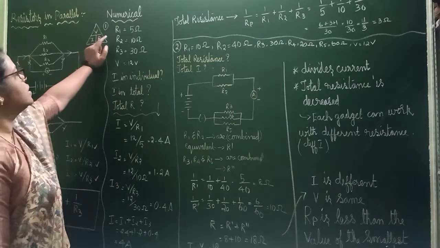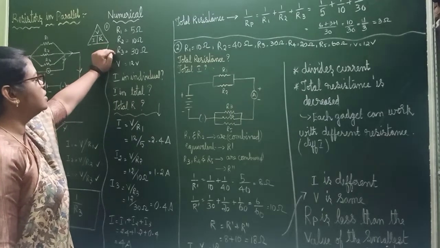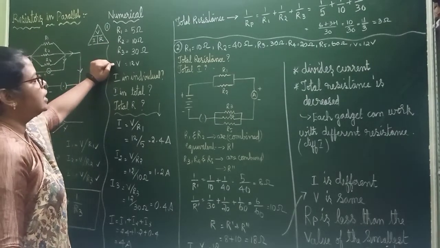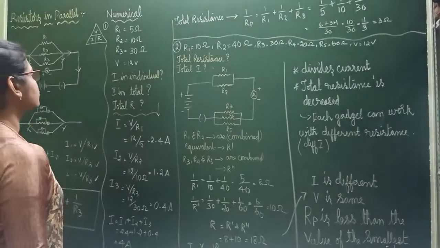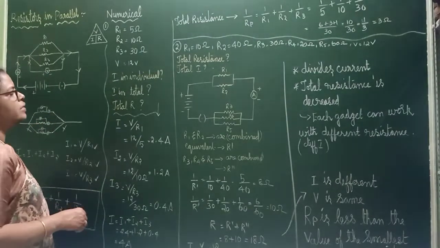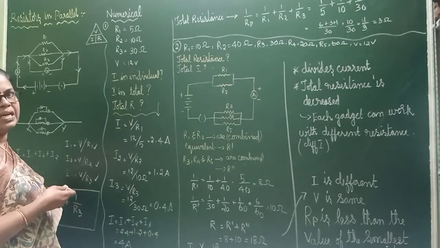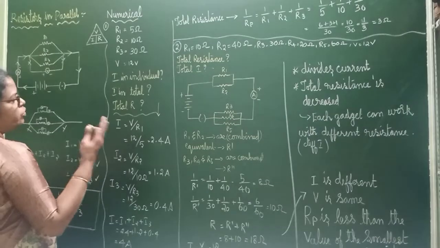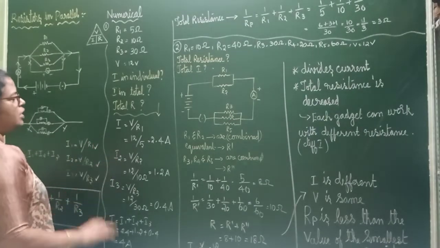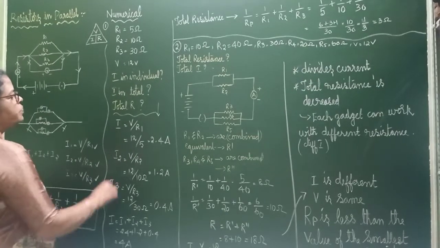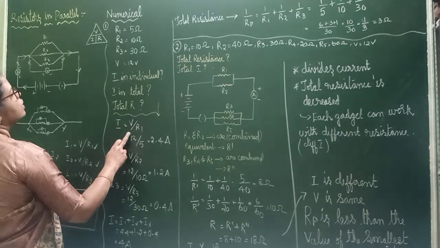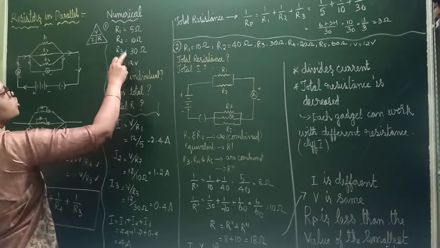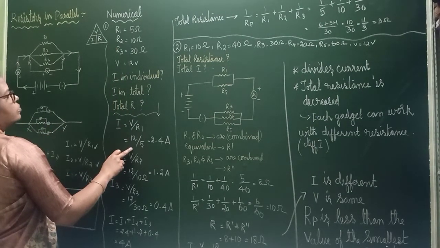The numerical, if you see, R1 they have given, R2, R3, 3 are there. V is also there. We are asked to find current. Okay. So 3 things we should find. First one is current, individual current. Then current in total, because here current is different, no? So individual current, current in total, then total resistance we should find out. See, individually, I1 is equal to V by R1. V they have given 12. So 12 by 5.